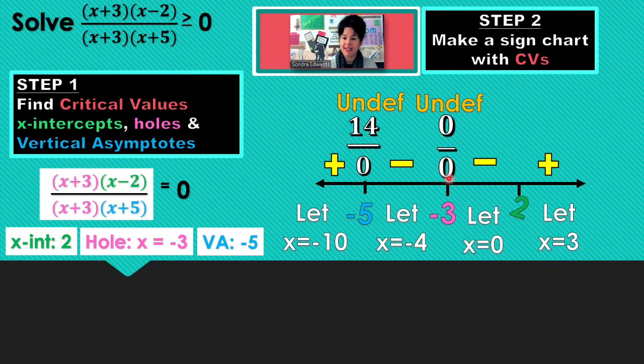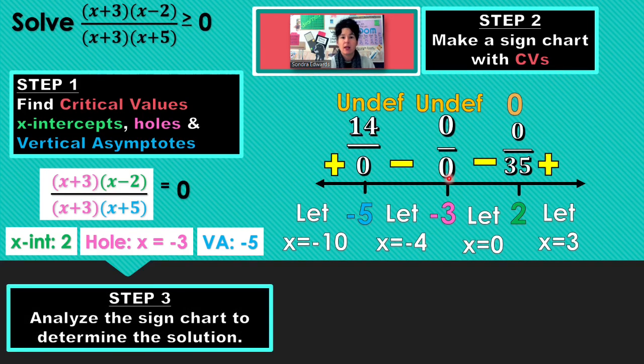All right, moving on, I substitute in 2 into that expression there, and I'm going to get 0 over 35, and 0 divided by any number is 0. We've completed our sign chart. So next, we're going to analyze this function to determine the solution. And looking back up here in the original, we have greater than or equal to 0. So what kind of numbers are greater than or equal to 0? Bigger than 0 or equal to 0.